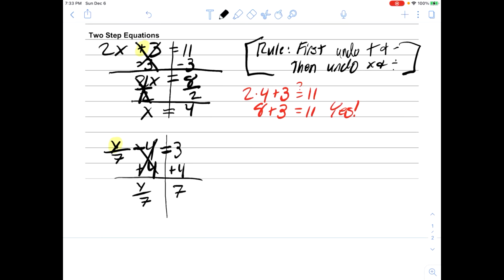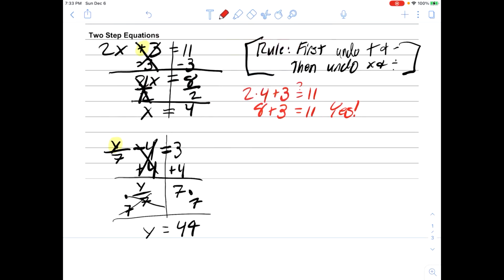Now I have y divided by 7. The opposite of divide by 7 is multiply by 7. So I need to multiply by 7 on each side. That cancels out. Divide by 7 and multiply by 7. I'm left with y equals 7 times 7, which is 49.